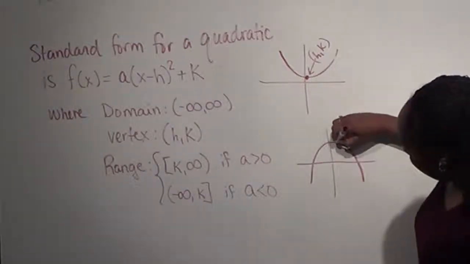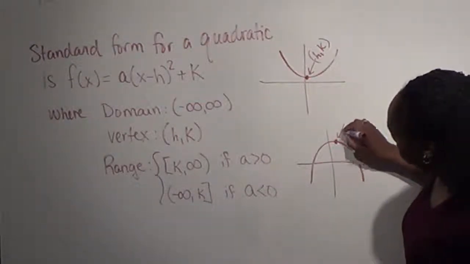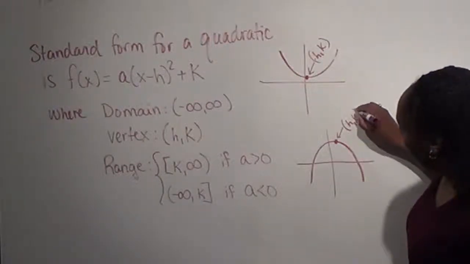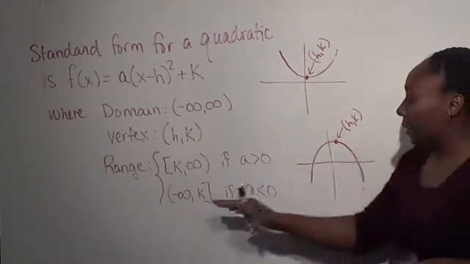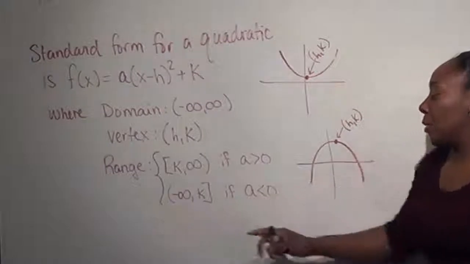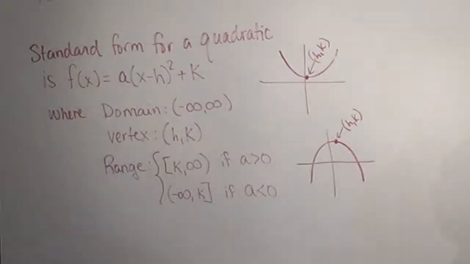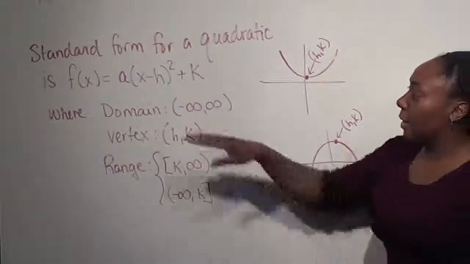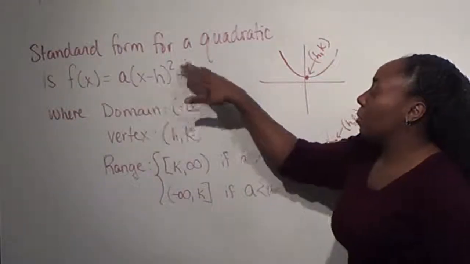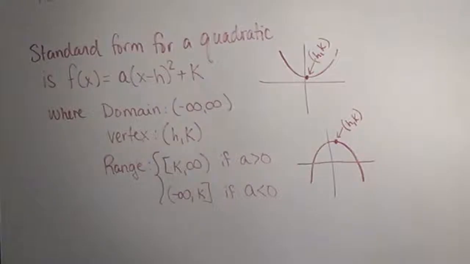If my a happens to be less than 0, then I get the other side of this. I'll get my quadratic that's opening downward. Again, there's my vertex at (h, k). And then in this instance, my range is going to be from negative infinity up to the value k. Okay. So again, if I can get it in the standard form, it gives me a lot of information about the graph of this.